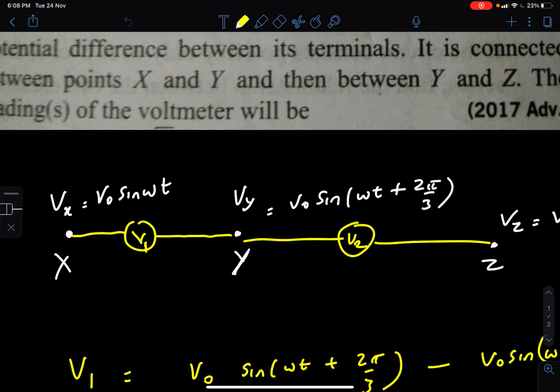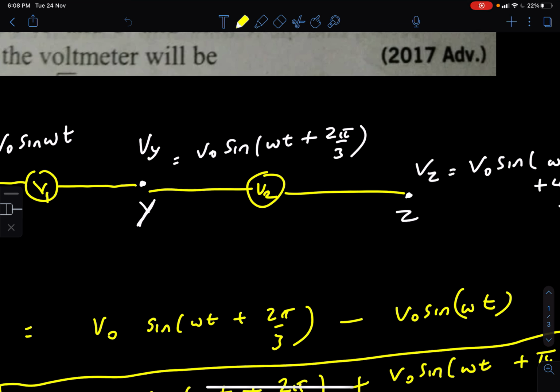Now x and y are connected via a voltmeter, or voltmeter is connected between the points x and y. So this voltmeter V1 will measure the potential difference between x and y. So the measurement of V1 will be like voltage of y minus voltage of x, or voltage of x minus voltage of y. Anyway, we are concerned with the magnitude only. So let us take the measurement of V1 to be voltage of y minus voltage of x.